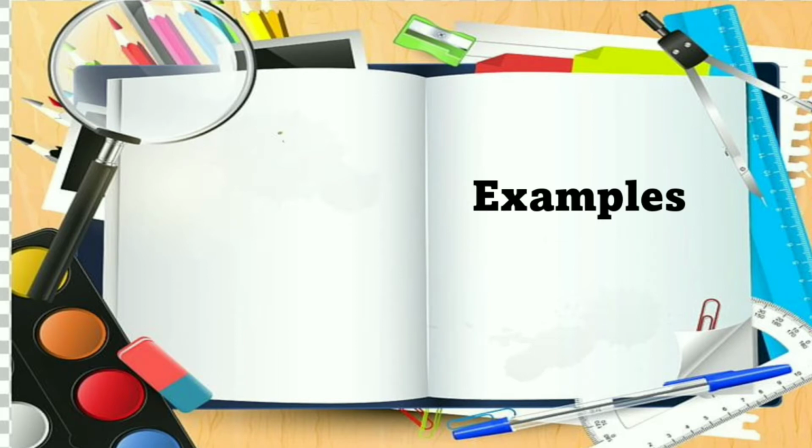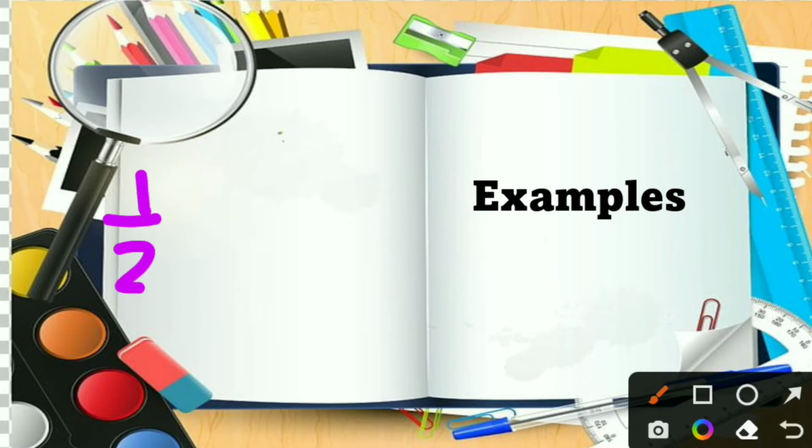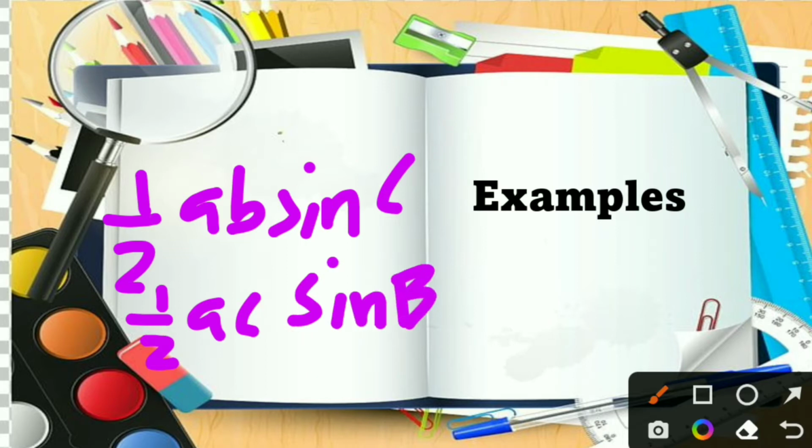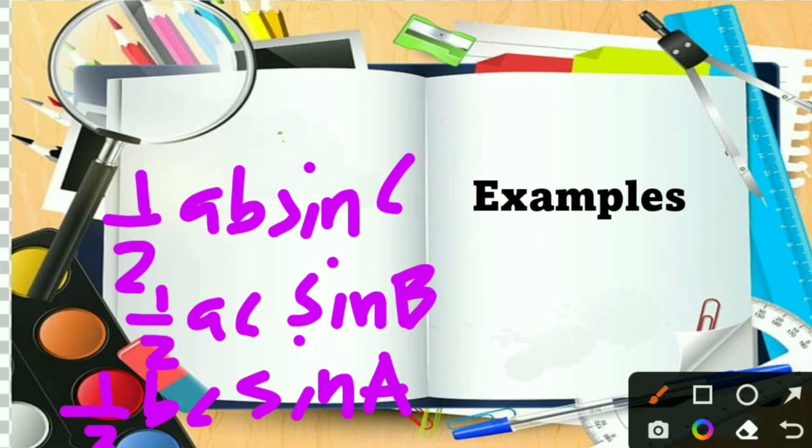The proof is by the formula for the area of triangle ABC, which is 1/2 times ab times sine C. The area of this triangle is also 1/2 times ac times sine B, and 1/2 times bc times sine A. Thus, 1/2 bc sine A equals 1/2 ac sine B equals 1/2 ab sine C. Multiplying by 2 over abc gives the law of sines. So that is the proof.